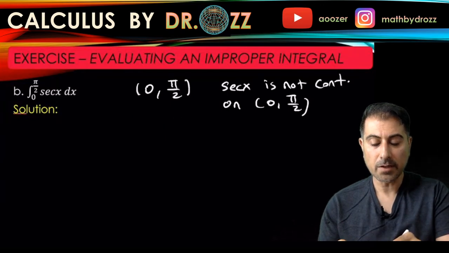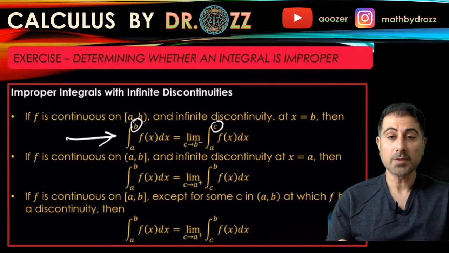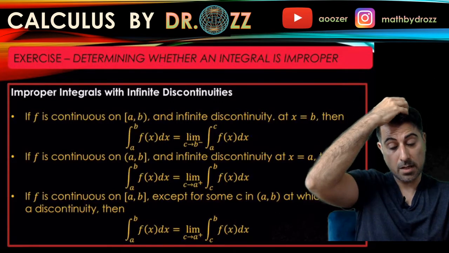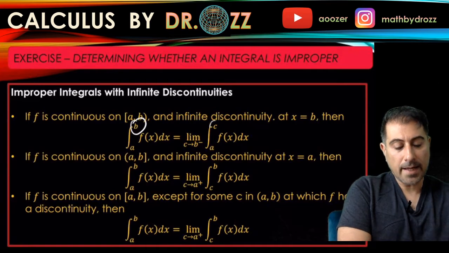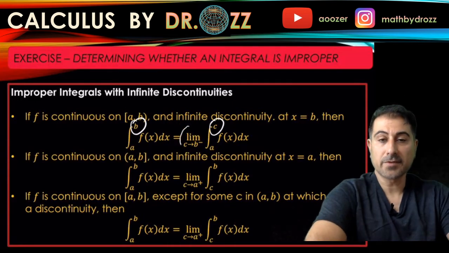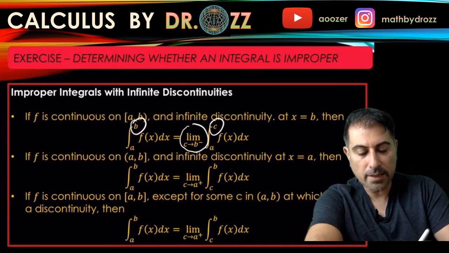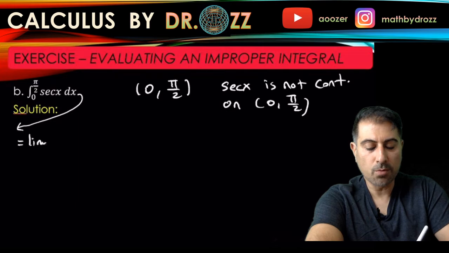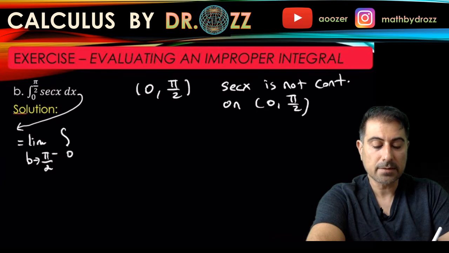Obviously, we are going to use the recipe that we had earlier. So we have the upper limit having a problem. What I'm going to do is switch that to c, so that I have a definite integral from a to c, but then I take the limit as c approaches b from the left. Let's apply this strategy to this problem, so this integral turns out to be the limit as b approaches pi over 2 from the left of the integral from 0 to b of secant x dx.